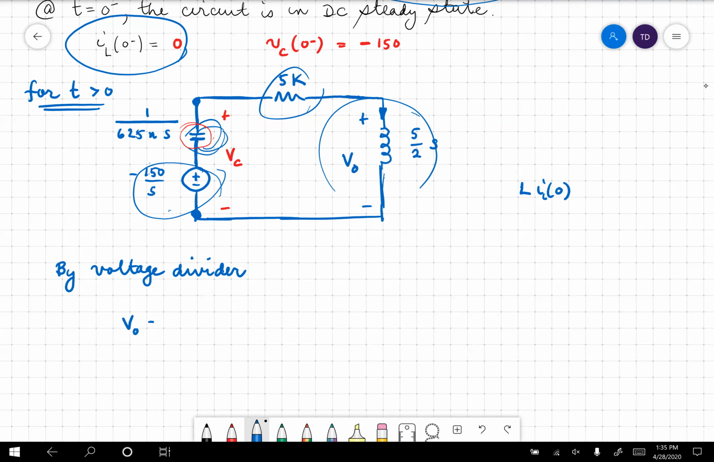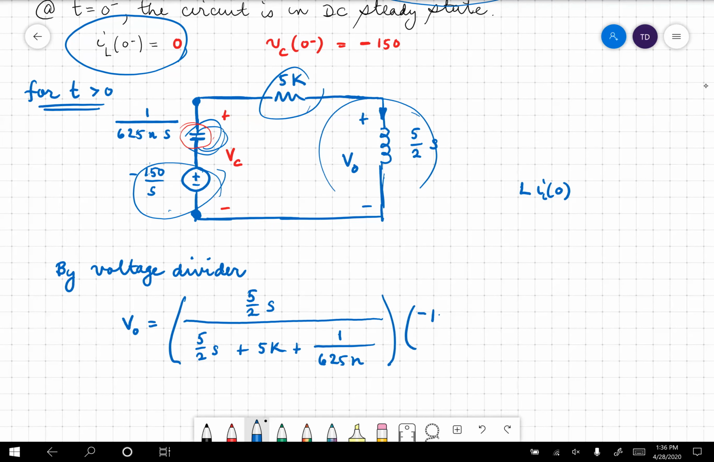So V0 by voltage divider is 5/2 S divided by, just writing them in order, doesn't matter what order I write them in, 5/2 S plus 5K plus 1 over 625 nano S. That's that, all multiplied by the voltage source. And the voltage source is minus 150 over S. And I missed an S here, right there, that's an S.